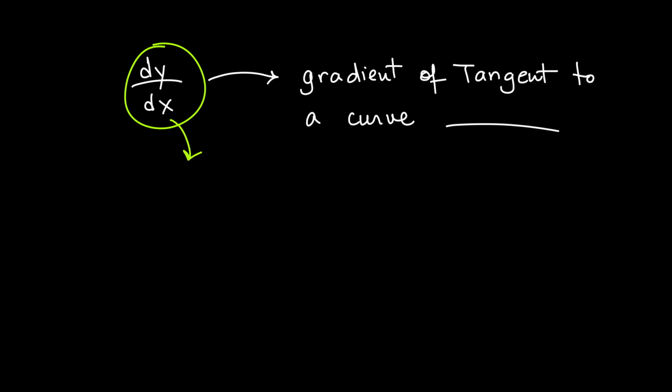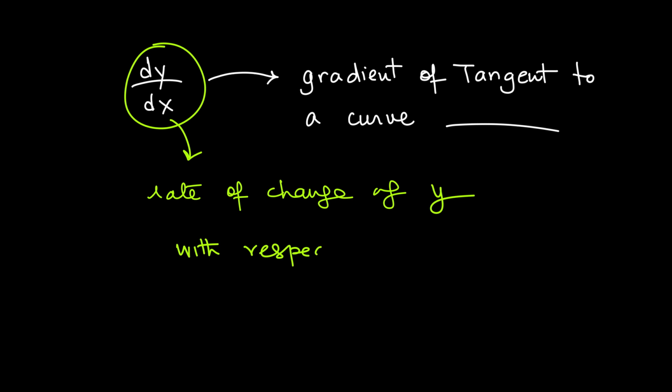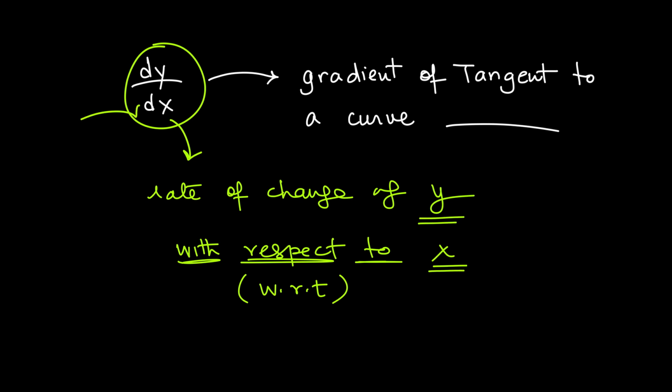Dy by dx, what does it mean? It means rate of change of y with respect to x. WRT is the official symbol that we will use for with respect to. So rate of change of y with respect to x, this is known as dy by dx. And what is it equal to? Gradient of tangent to the curve.